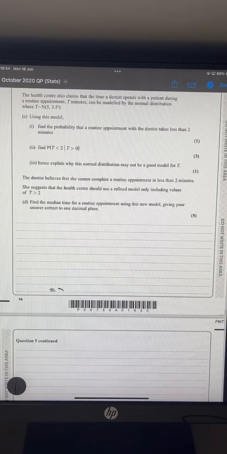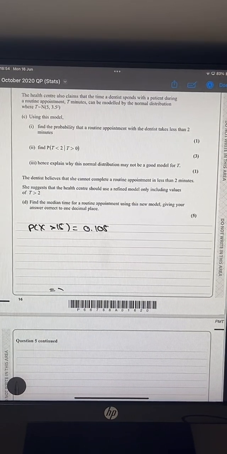So, oh, great, it rubbed out. Okay, I'm going to quickly rewrite it.